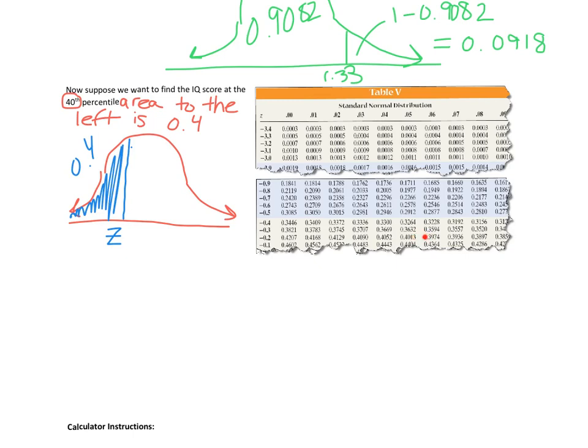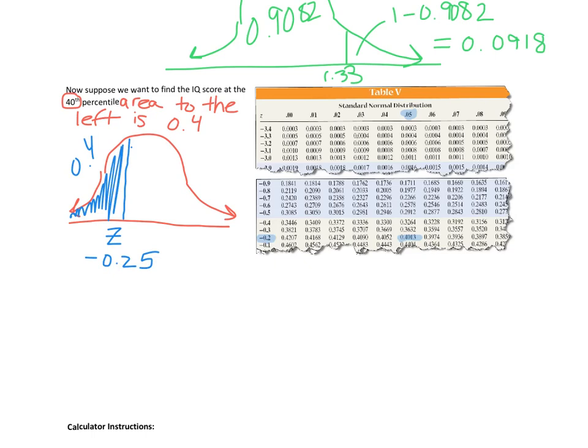So which one's closer to 0.40? Well, this one's 0.0013 away, and then this one is 0.0026 away. So this one's a better estimate. So let's use that, and I'll highlight it, okay? And we'll work our way out. So that corresponds to that ones and tenths place and that hundredths place. So we can say that the z-score is negative 0.25.